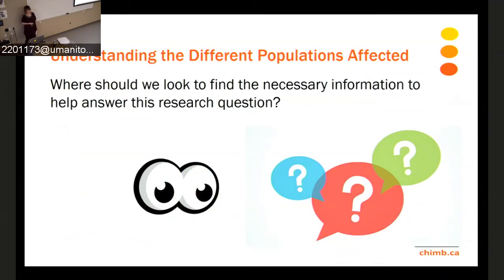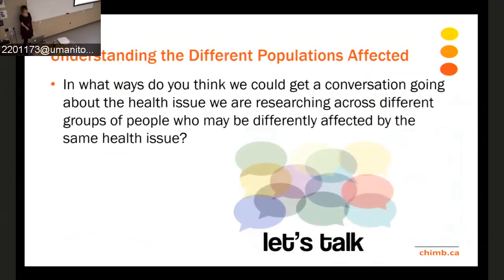Where should we look to find the necessary information to help answer this research question? Sometimes it's not necessarily in the places that we think we should as researchers. Maybe it's talking to communities, maybe it's finding other information outside of that. In what ways do you think we could get a conversation going about the health issue we're researching across different groups of people who may be differently affected by this health issue?